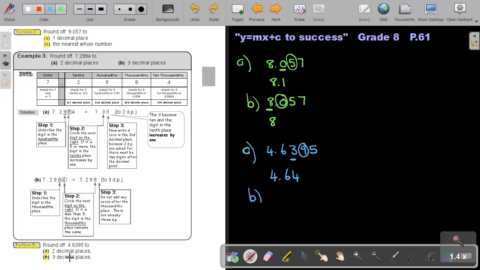And then number B, 3 decimal places. So let's look. It's 4.6395. So look here. This is 1, 2, 3. This one is 5 or more. Oh, so this 9 will become a 10 and that 1 will move over. So it's 4.6, that 3 plus 1 is 4. But you must put a 0 in that position because the answer must have 3 decimal places. And if there's nothing in the third decimal place, we must indicate a 0.